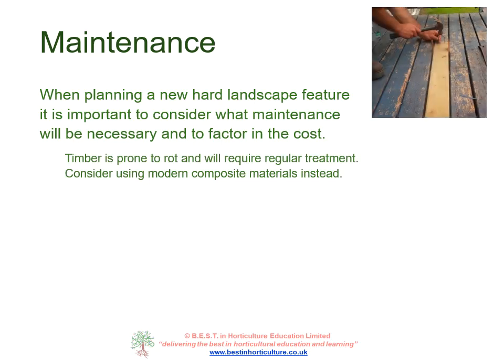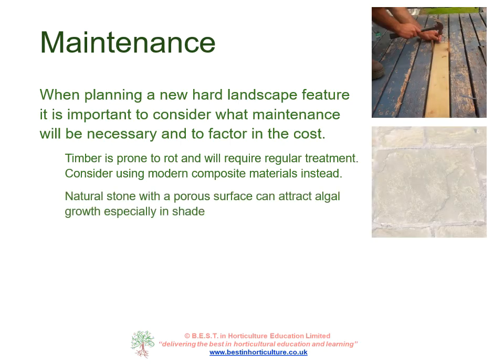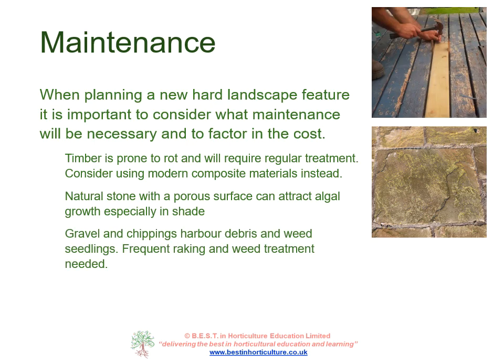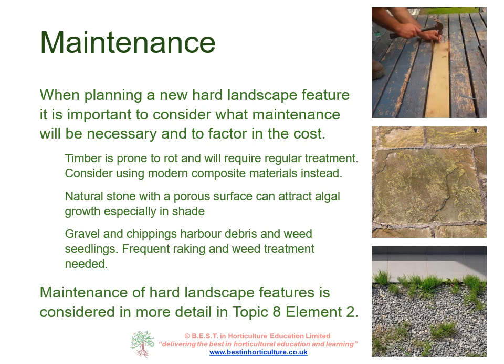a summary, timber can be prone to rot and will require regular treatment. Consider using modern composite materials instead. Natural stone with a porous surface can attract algal growth, particularly in shade. Gravel and chippings harbour debris and weed seedlings. Frequent raking and weed treatment will be required. So as mentioned, maintenance of hard landscape features is considered in more detail in Topic 8, Element 2.